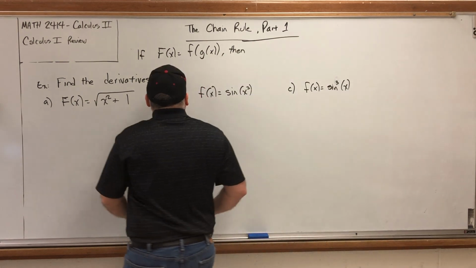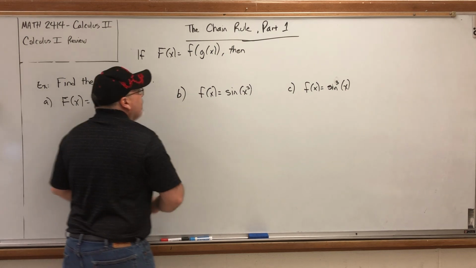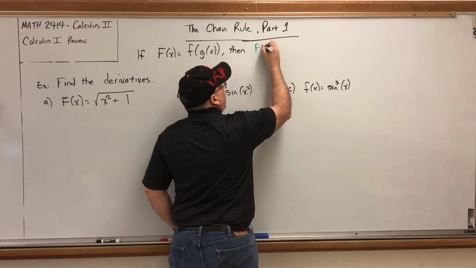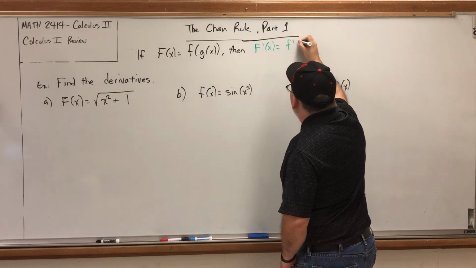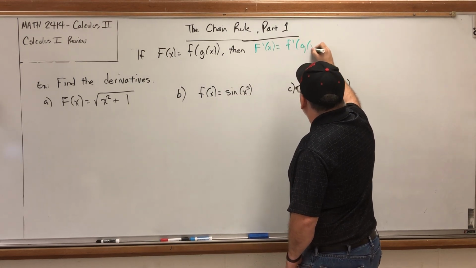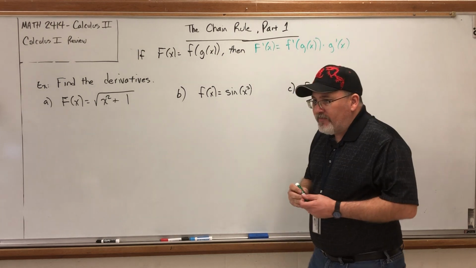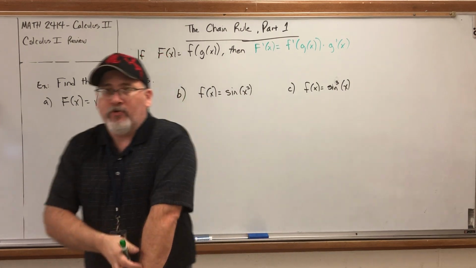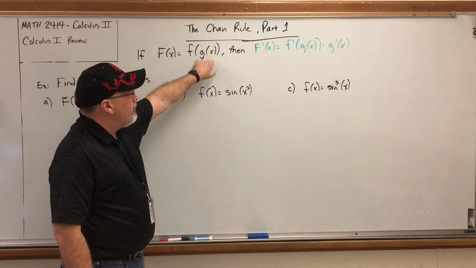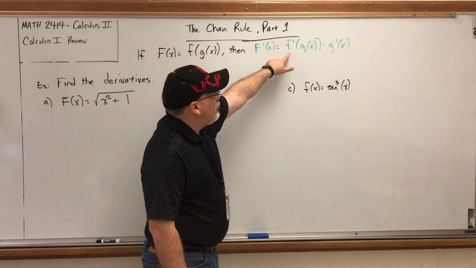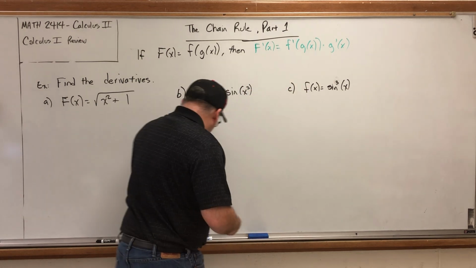But I digress. If capital F of x equals f of g of x, then the derivative of capital F of x is the derivative of f of g of x times the derivative of g of x. This is the standard derivative of the outside, derivative of the inside protocol for the chain rule that says to take the derivative of one function inside of another, you start by taking the derivative of the outside, you leave the inside alone, and then you multiply times the derivative of the inside.